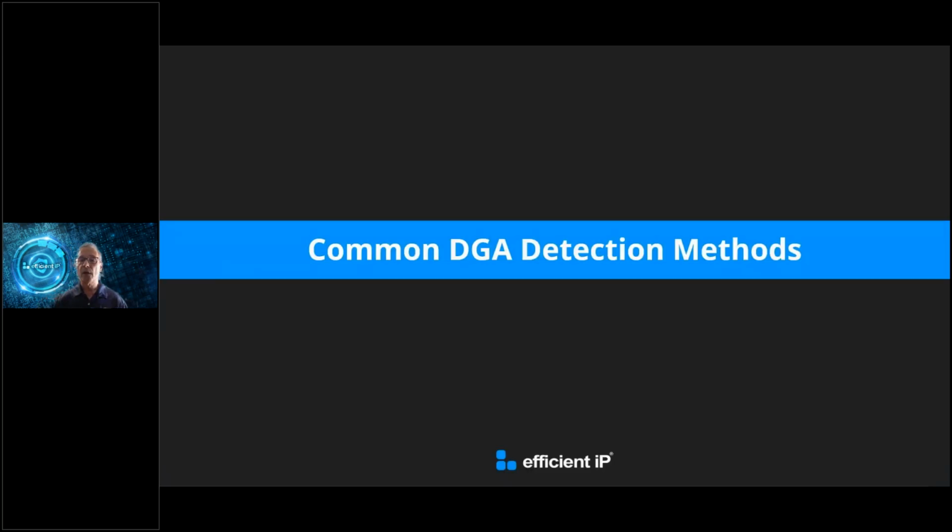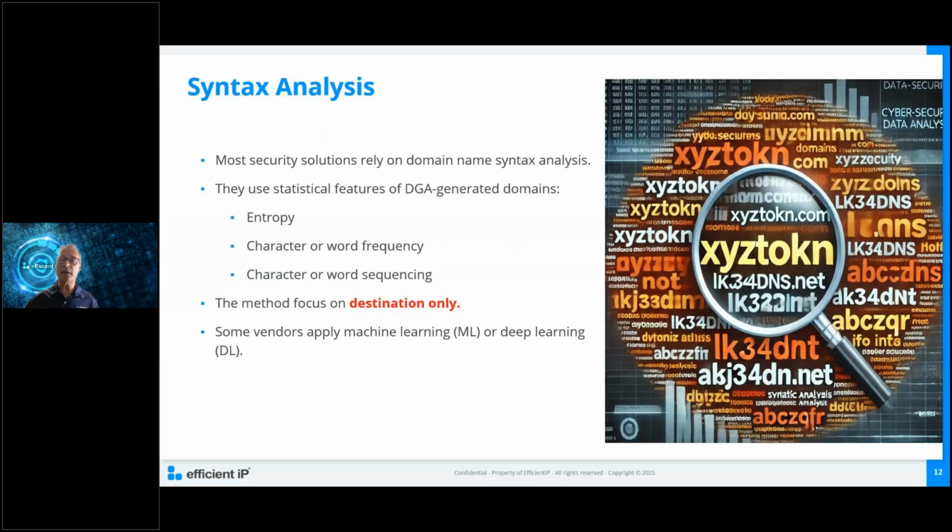Now, we'll review some common DGA detection methods. This might get a little techie and some folks might have their eyes glaze over, so strap yourself in and hang on. Let's talk about how most traditional solutions try to spot DGAs. Spoiler alert, it's kind of like a grammar police for domain names.